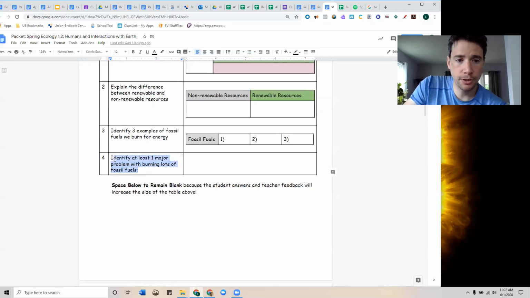Question 4, last question of the page. It says, identify at least one major problem with burning lots of fossil fuels. So what's the problem? Why, if you burn coal, oil, gas, if you use those fuels for energy, why can that be a problem? So speak to that.